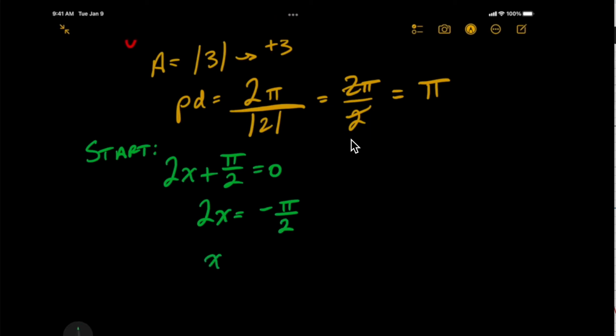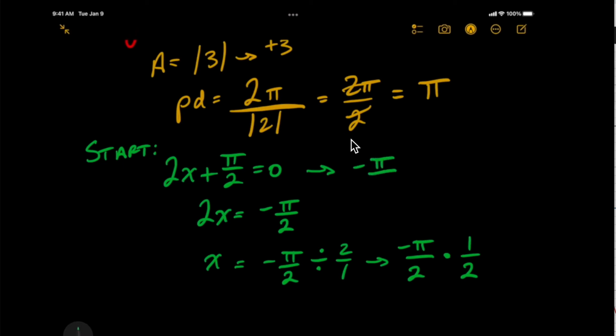So if we solve for x, we're going to have negative pi over 2 divided by 2 over 1. We're going to use keep change flip. We're going to flip this fraction and turn it into a multiplication problem. And our final starting point is going to end up being negative pi over 4.